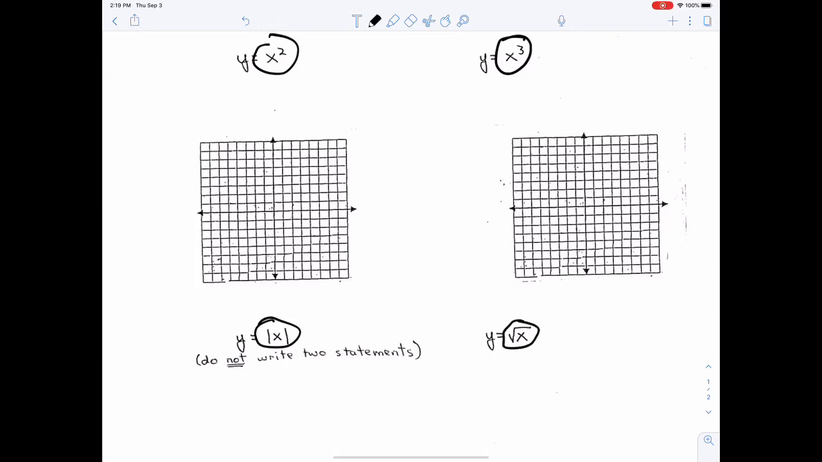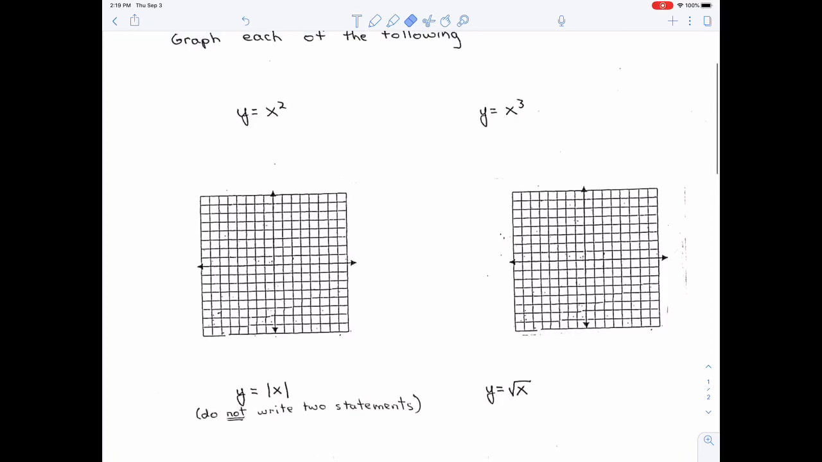The new one's going to be a radical. Okay, a square root. We're only going to deal with a square root. So you should have these memorized. You should be able to draw them very, very quickly. So I'm just going to go through them again. By the way, notice the one I've left off here is linear.